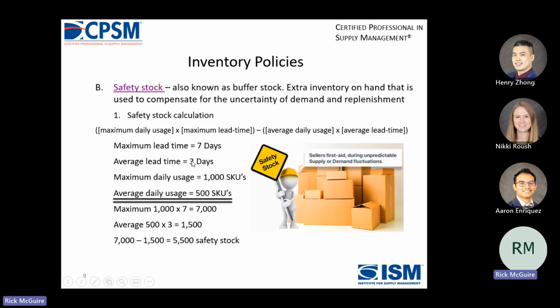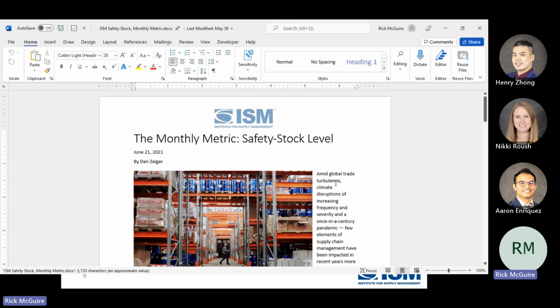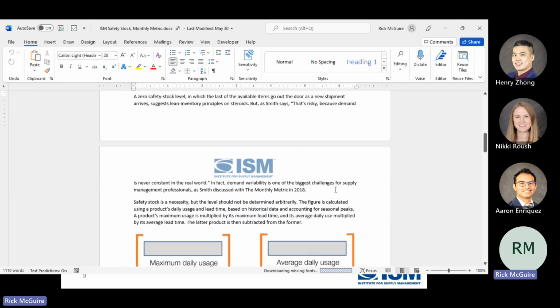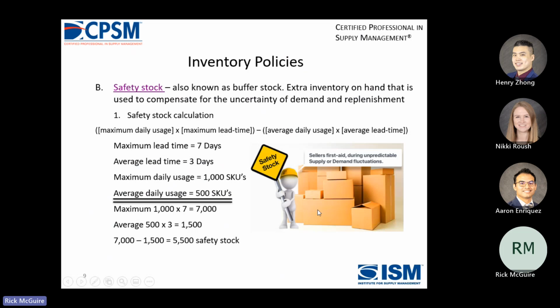So here's how you'll see questions on this. ISM likes this way of figuring out safety stock, and here is another ISM article. I think this is another one of these monthly metric things. Yeah, a monthly metric on safety stock. It'll walk you through how they like to do safety stock, and it's this formula here.